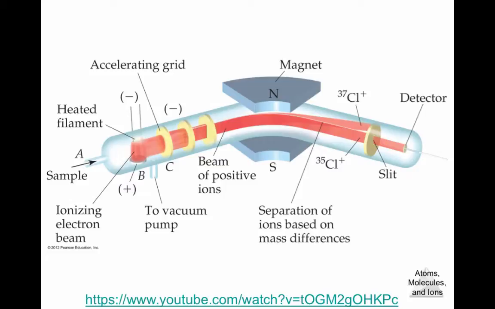So the heavier the cation, the less it deflects. Right? The harder it is to move, the larger it is. But then the ions hit a detector, and this is how the measurements are made. So again, you put the sample in, electrons are knocked off, and then you have the positive ions going through the magnetic field, and then they're separated based on the mass differences.